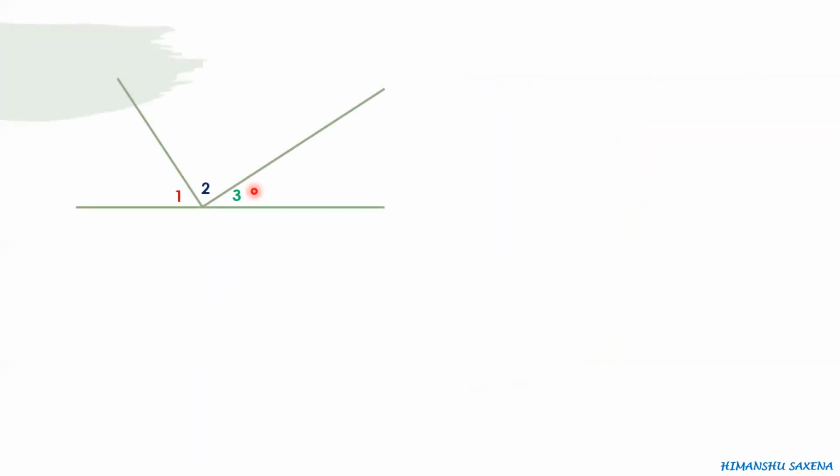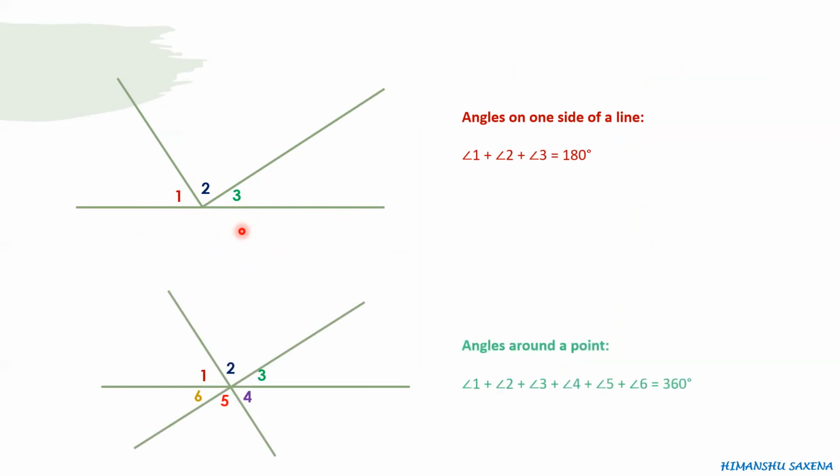Now, this is a very simple concept which all of us know, that on a straight line, the sum of all the angles is 180 degrees. So here, angles on one side of the line: the sum of angles 1, 2 and 3 is 180 degrees. And angles around a point: if there are multiple lines intersecting at a point, then the sum of angles around this point is 360 degrees.